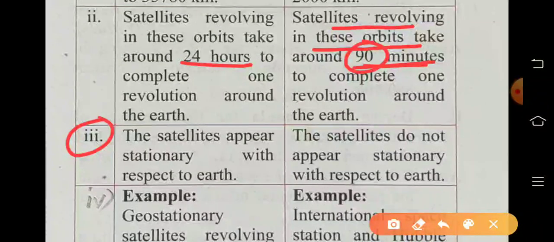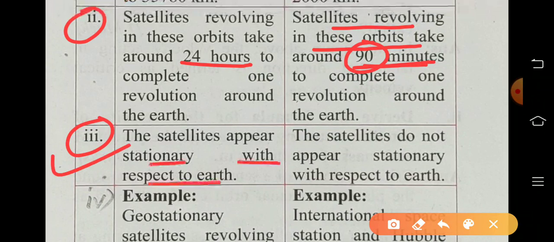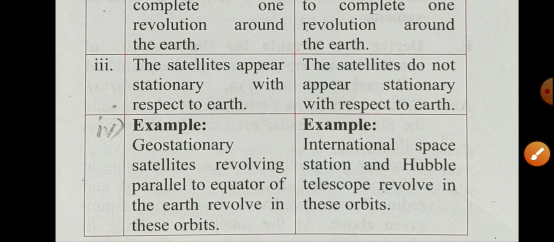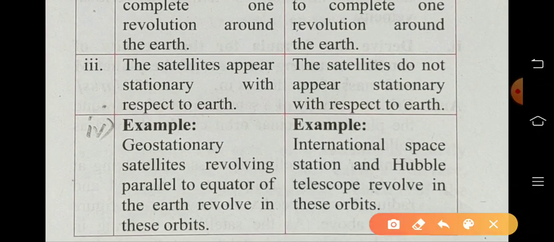Third point, the satellites appear stationary with respect to the Earth. Which one? That is in high Earth orbit. And in low Earth orbit, the satellites do not appear stationary with respect to the Earth. Confirm whether this point is correct or not. Okay, you read the lesson carefully. And the last point is given here. Fourth point is example. This is point number 4.